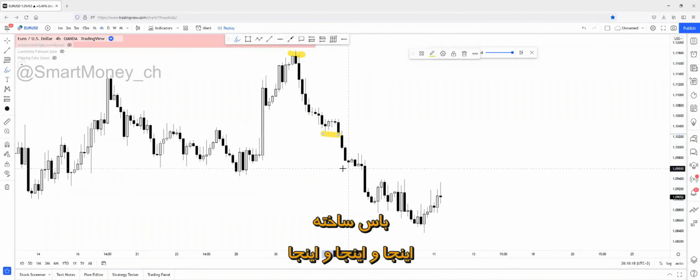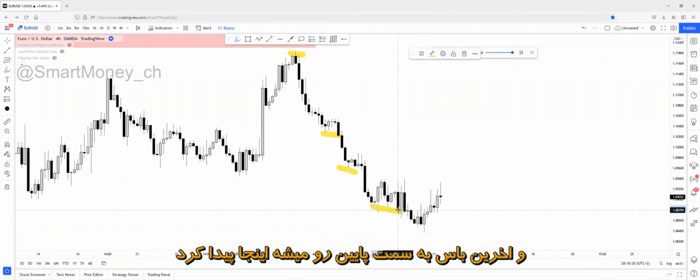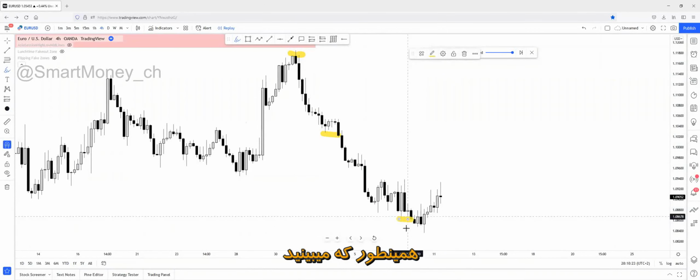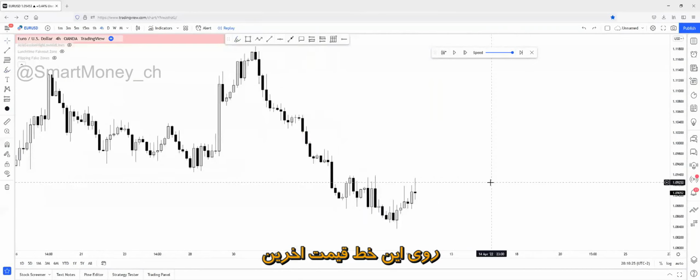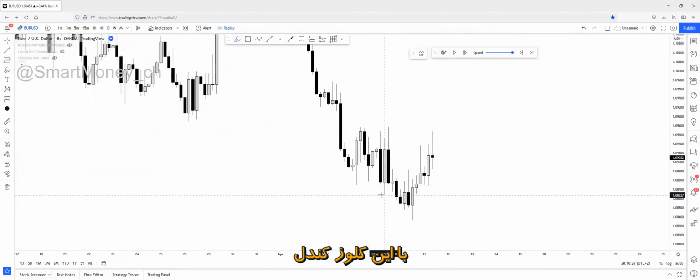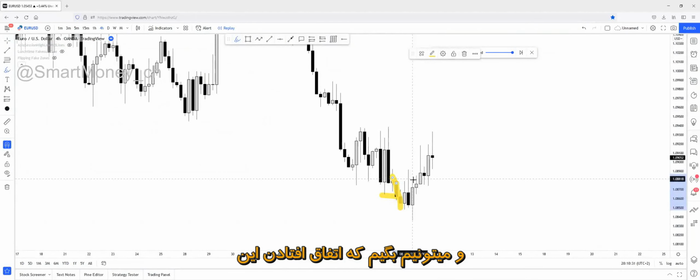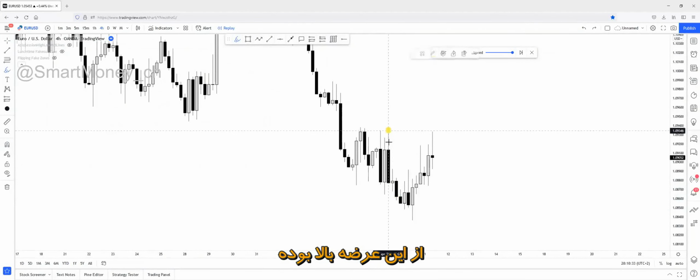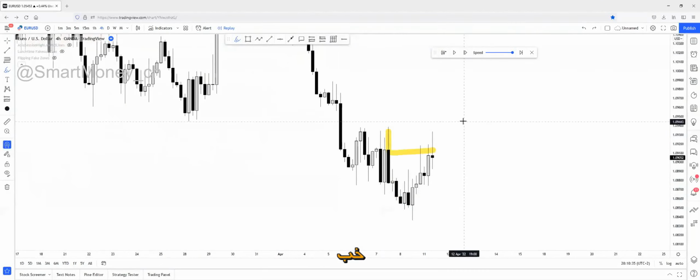creating lower lows, lower highs over and over again, creating breakout structures here, here, here, and the last breakout structure can be found right here to the downside, as you can see. So on this line, price created the last breakout structure to the downside right here with this body closure, and this has happened. We could say that from this supply zone up here, right?